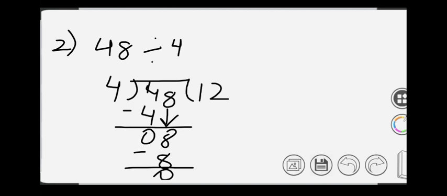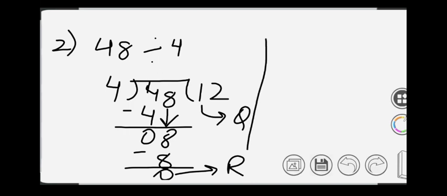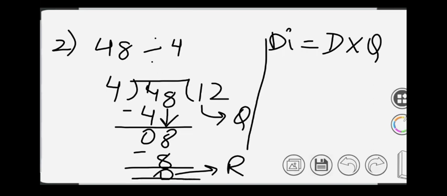Now here our quotient is 12 and remainder is 0. Now again it's time to cross check our answer. So here also dividend is equals to divisor multiply by quotient plus remainder. But since here also remainder is 0, that's why we are skipping the remainder part. We will be just multiplying divisor and quotient.